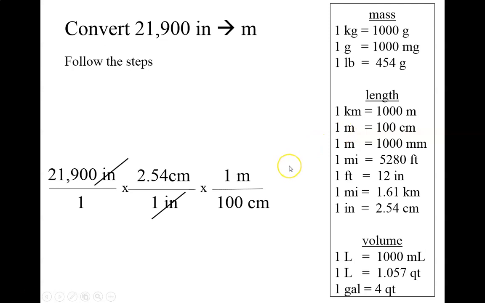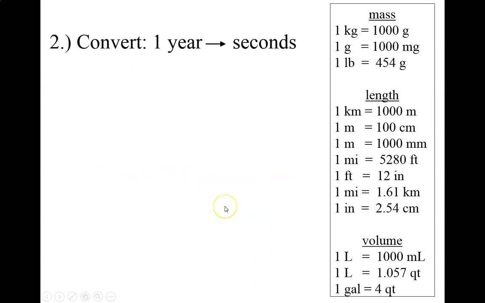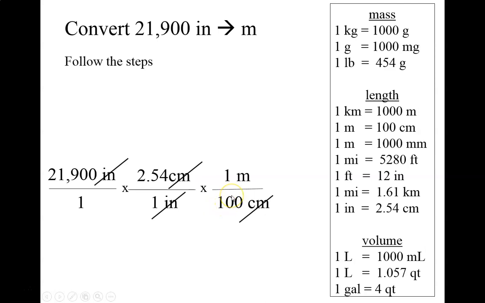And then we put this in our calculator. It's 21,900 times 2.54 divided by 100. And that equals, oh, I'm surprised I don't have an answer there. So 21,900 times 2.54 divided by 100. So 556.26. So we would round that to 556 for 3 sig figs, meters.